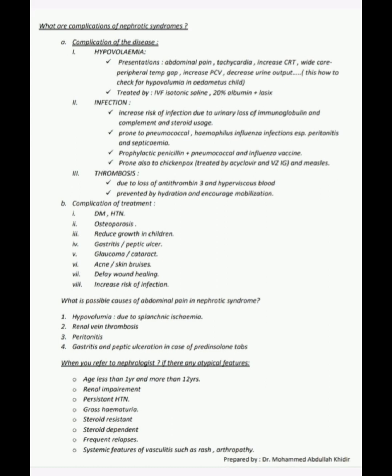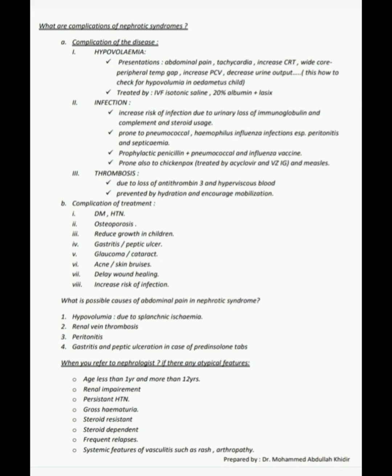Now I am telling the complications of nephrotic syndrome. These are complications of the disease. Number 1 is hypovolemia, which can develop. Hypovolemia presents with abdominal pain, tachycardia, increased capillary fill time, wide core peripheral temperature gap, increased PCV and decreased urine output. This is how to check for hypovolemia in an edematous child. So edematous child but hypovolemia. Remember these features: abdominal pain, tachypnea, increased capillary fill time, wide core peripheral temperature gap, increased PCV, decreased urine output.